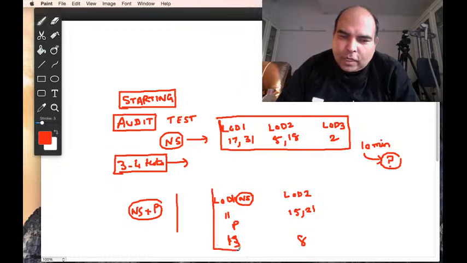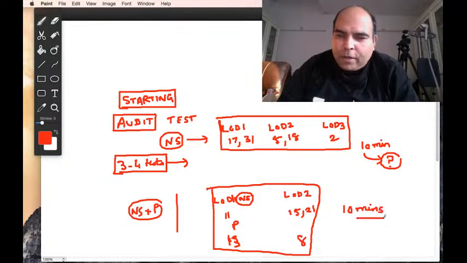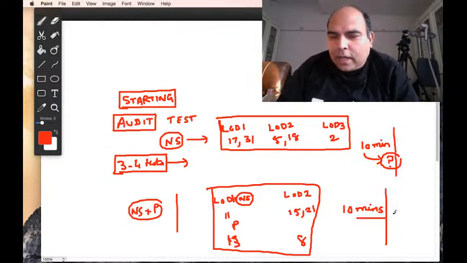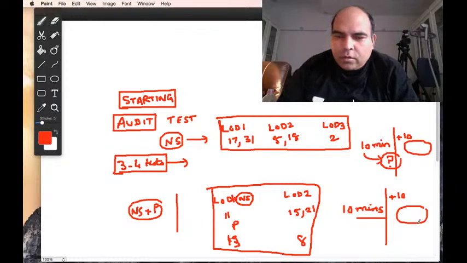Make this 5-question test and give yourself 10 minutes, 2 minutes per question, and see how many you're able to do in 10 minutes. This is the first level audit. And then you also see how many you're able to do in unlimited time. So if you take 10 minutes more, you go to 20 minutes, see how many of these questions you're able to do. There can be various situations that might arise.